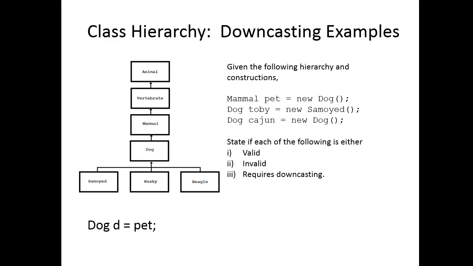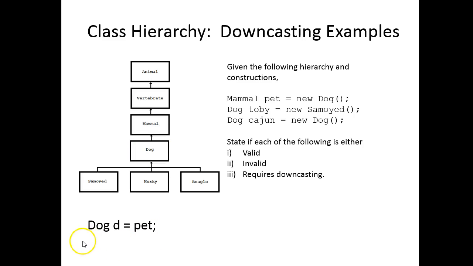Dog D equals pet. So, mammal, pet. So pet has a mammal reference. So at compile time, we're going to imagine that this is a mammal object, which is invalid because mammal is a more generic type than dog.